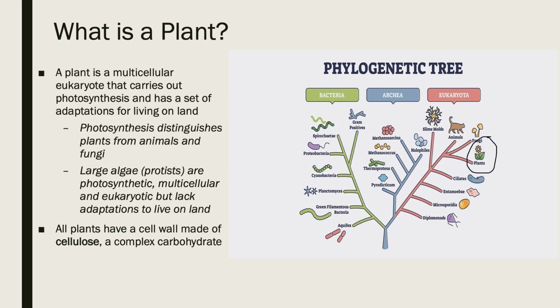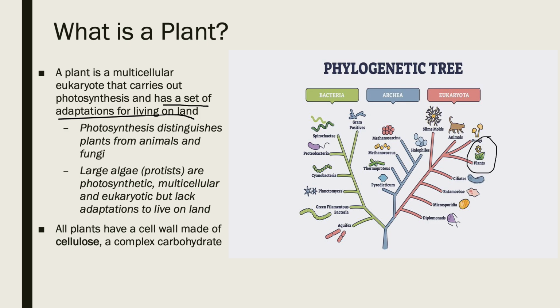The fact that they are able to photosynthesize sets them apart from other multicellular eukaryotes that live on land, like animals and fungi. And the last part of the definition, the set of adaptations for living on land, is what distinguishes a plant from an algae or that multicellular protist that we learned about last time. We'll take a look at what those adaptations are and how they make plants plants.